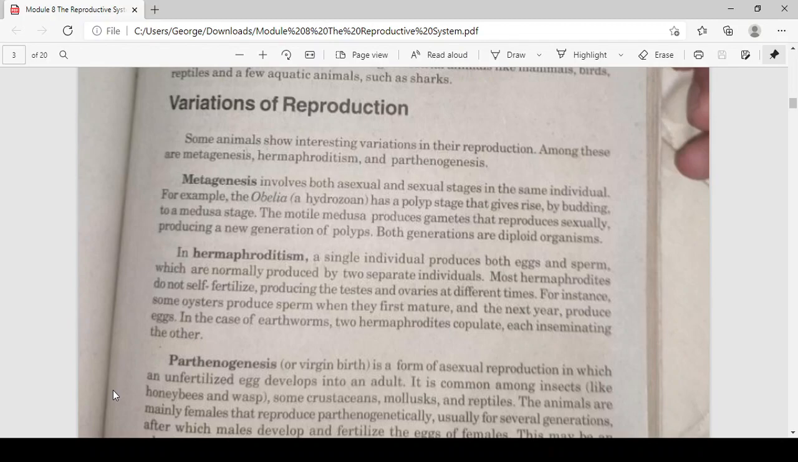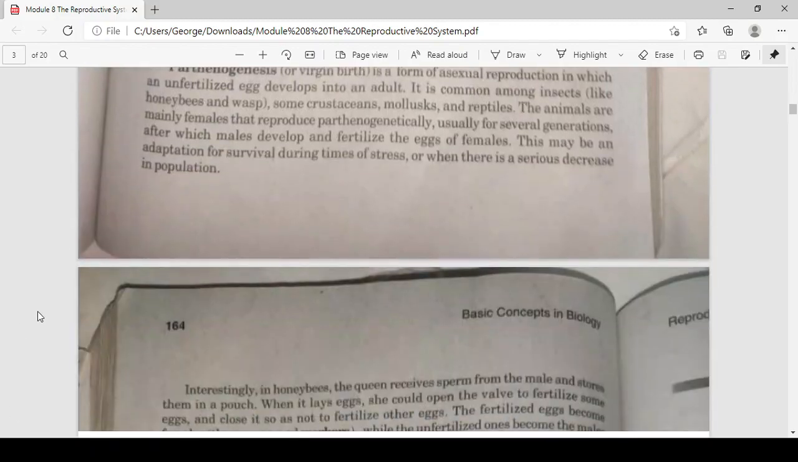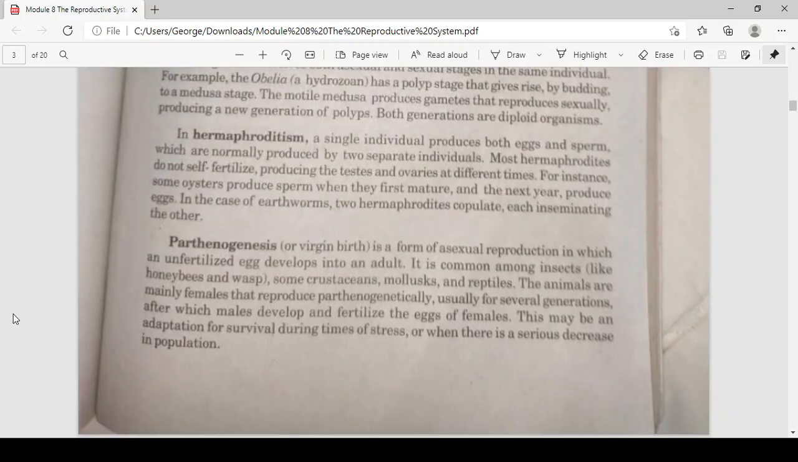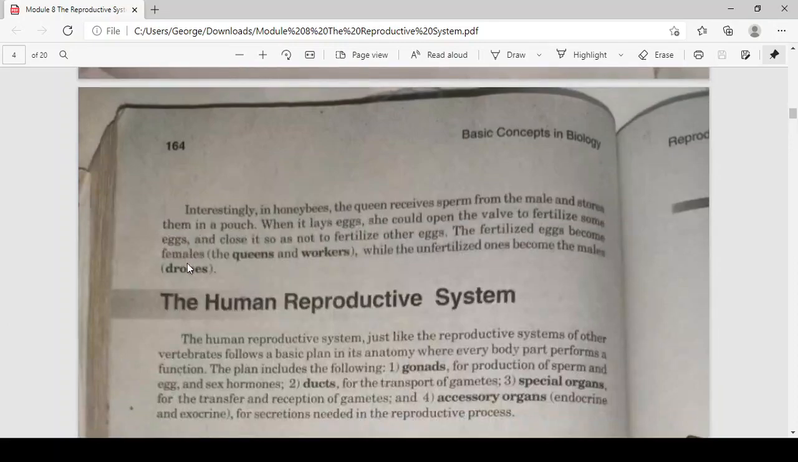Parthenogenesis is a form of asexual reproduction in which an unfertilized egg develops into an adult. It is common among insects, some crustaceans, and mollusks and reptiles. The animals are mainly females that reproduce parthenogenetically and usually for several generations. It is an adaptation for survival during times of stress or when there is a serious decrease in its population. That is your parthenogenesis.